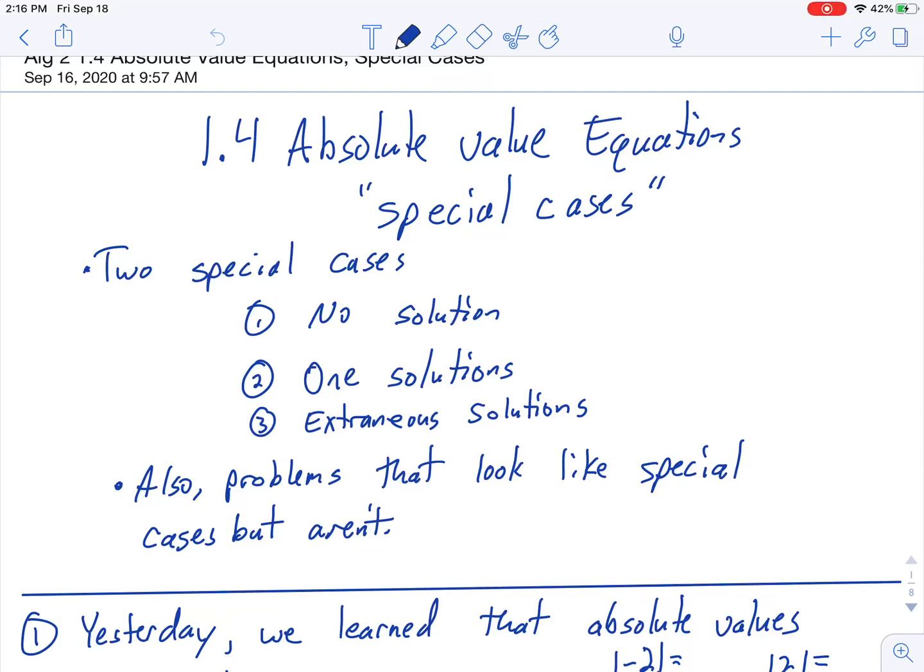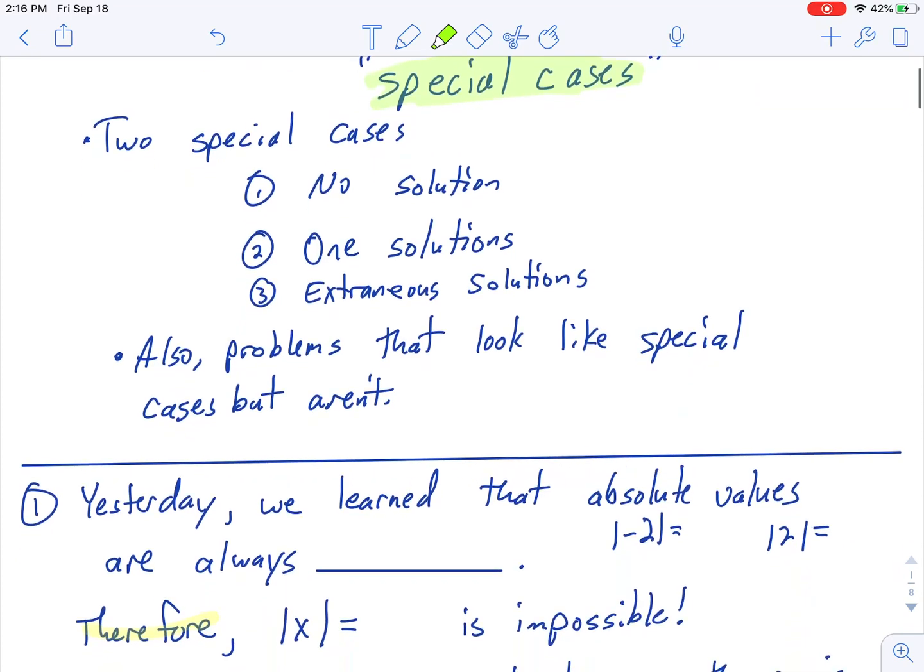Hello guys, so we are continuing what we started yesterday with absolute value equations. If you did not watch that video yet, you really should before you start this one because it's sort of an extension of that. Everything that we learned yesterday still applies, but there are some special cases that come up when you solve absolute value equations.